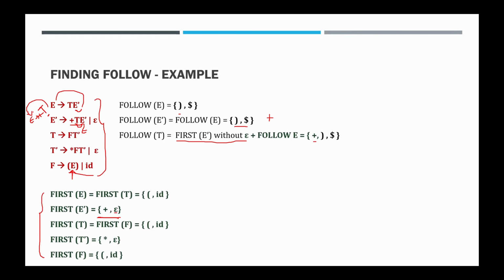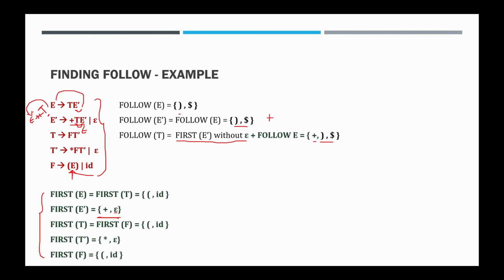So immediately, nothing but go back to the left hand side and find the follow of the left hand side non-terminal. What is the follow of E dash? We already found that it is close parenthesis, and yes, include that close parenthesis and, sorry, the dollar symbol also. Clear?